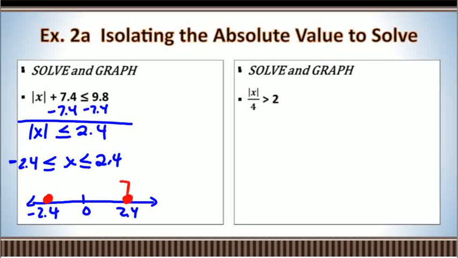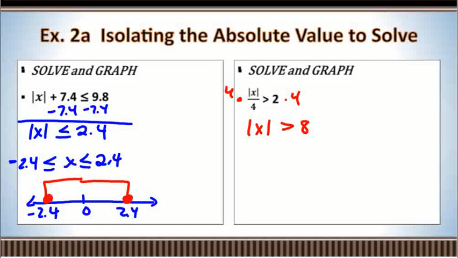They go towards each other because it's less than 2.4 but greater than negative 2.4. Next one, to get absolute value of x by itself, I multiply by 4 on both sides. I get the absolute value of x is greater than 8. It's more than 8 steps in either direction.